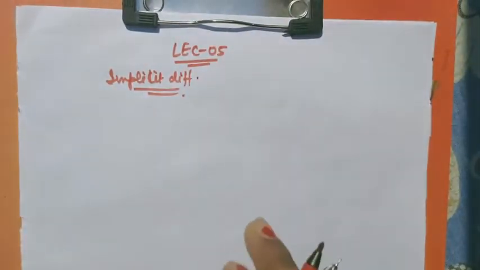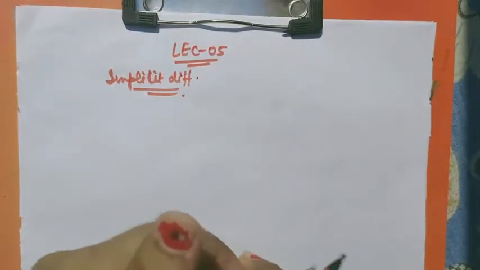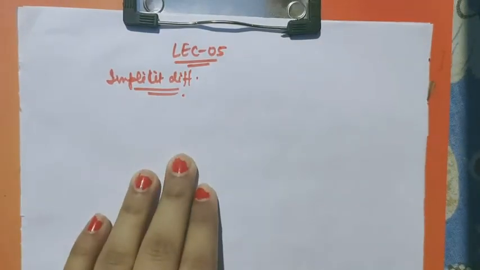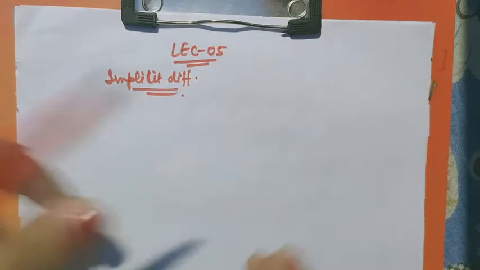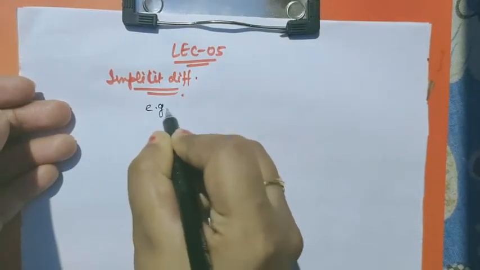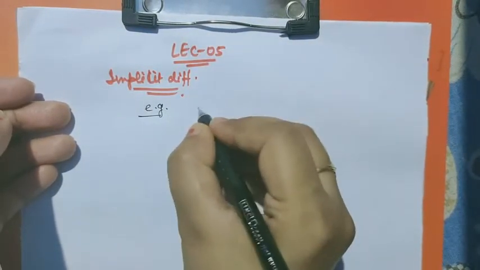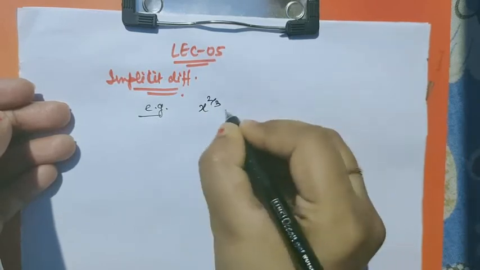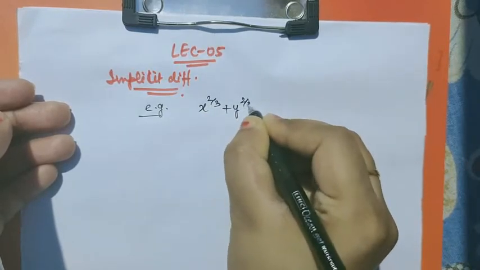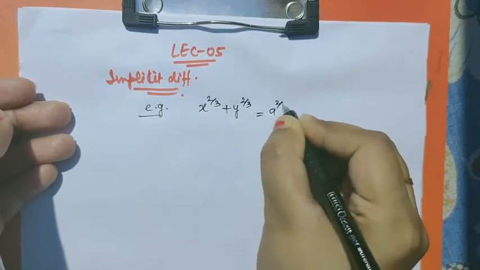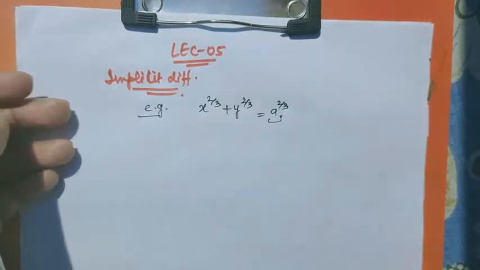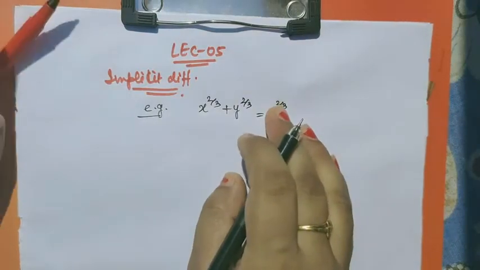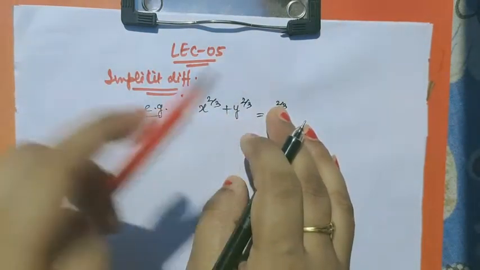What I told you, what are implicit functions? Implicit functions are those in which the separation of variables is not possible. Let me take one example. If I take x raised to power 2 by 3 plus y raised to power 2 by 3 equals a raised to power 2 by 3. See here, this is a constant, okay? This is not a variable. The variables are only x and y.